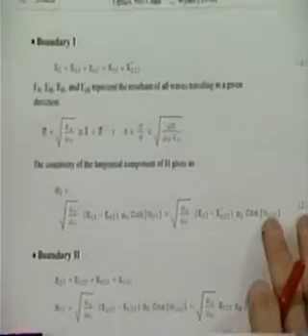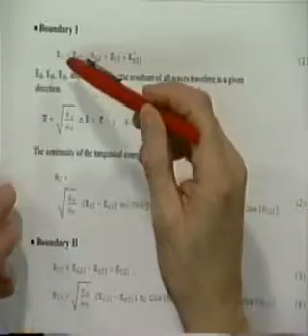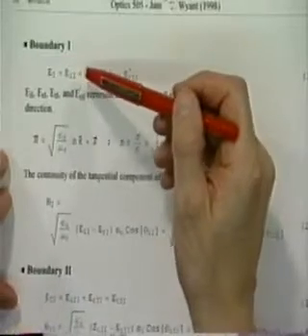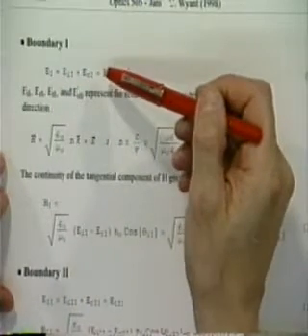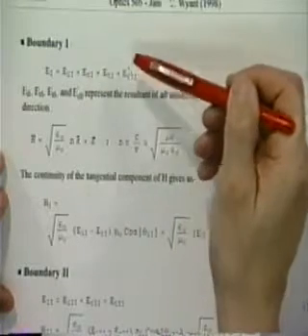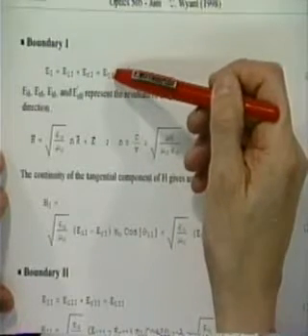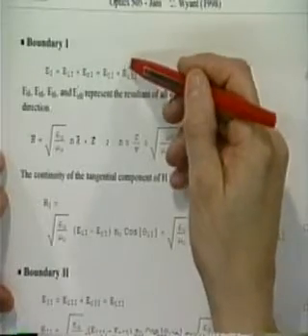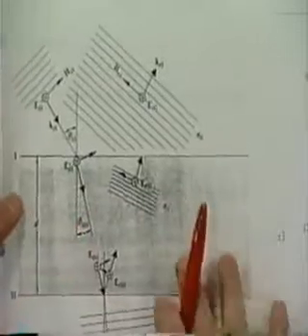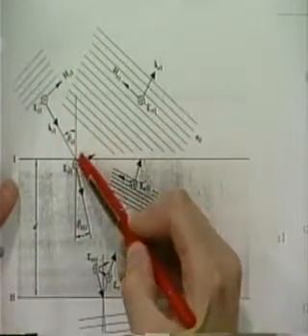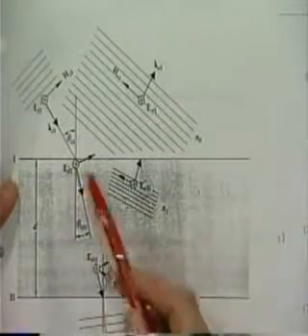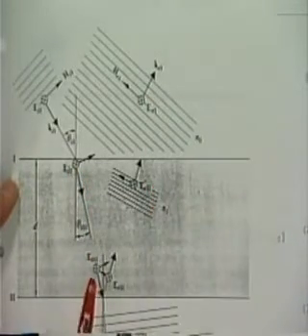Okay. Boundary 1. E sub 1. And so that's E sub I1 plus E sub R1. That's what's outside. Inside, it's E sub T1 plus E prime sub R2. So outside we had E sub I1 and E sub R1, and inside we have E sub T1 and E prime sub R2.